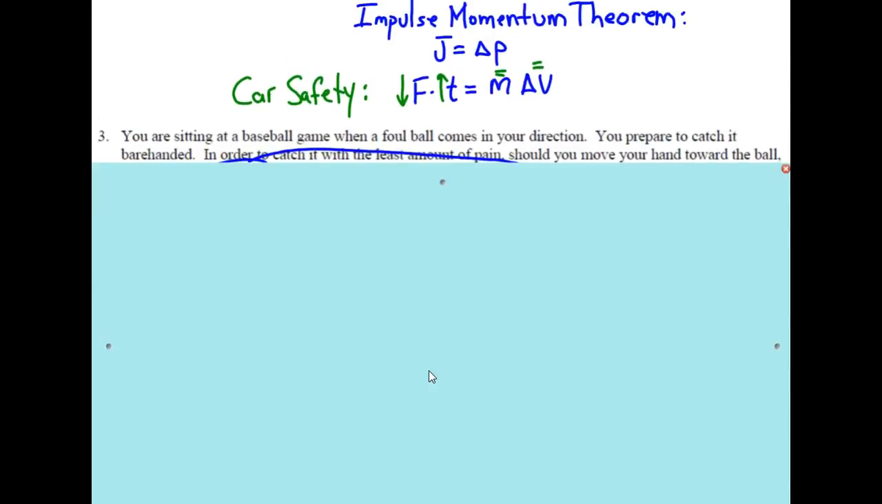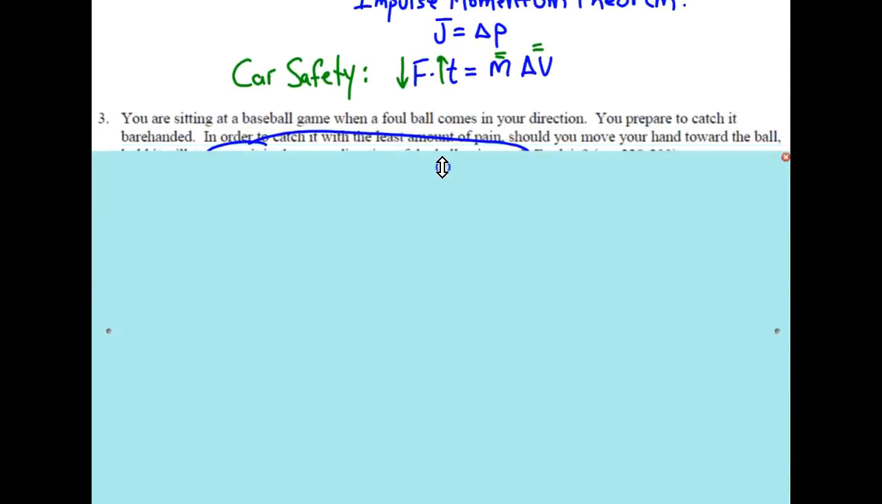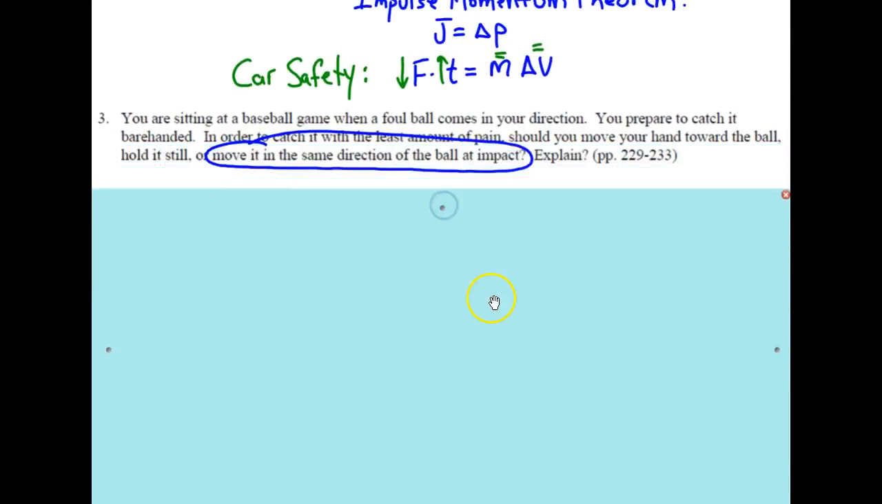All right, next, number 3. You are sitting at a baseball game when a foul ball comes in your direction. You prepare to catch it barehanded. In order to catch it with the least amount of pain, should you move your hand toward the ball, hold it still, or move it in the same direction of the ball at impact? And explain.